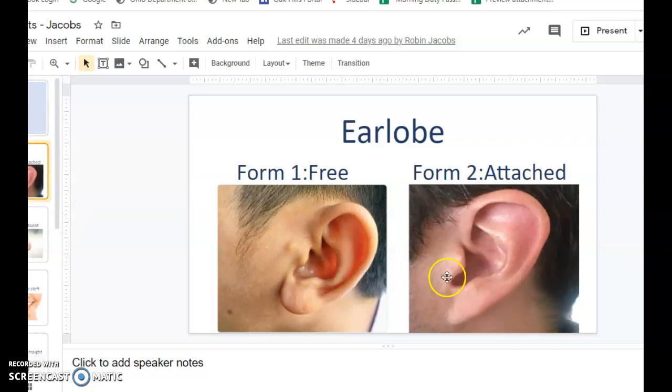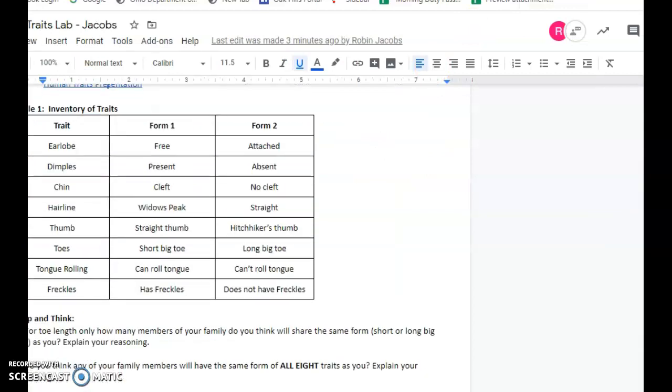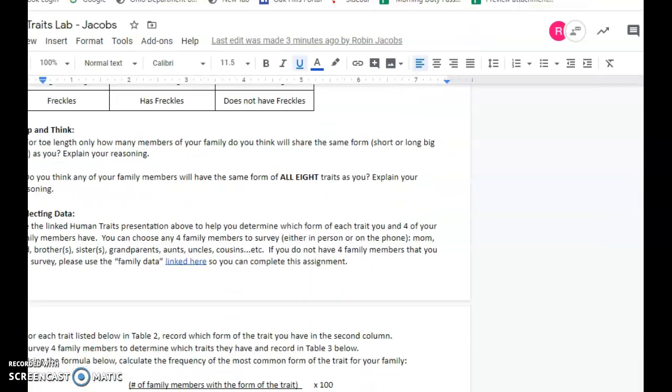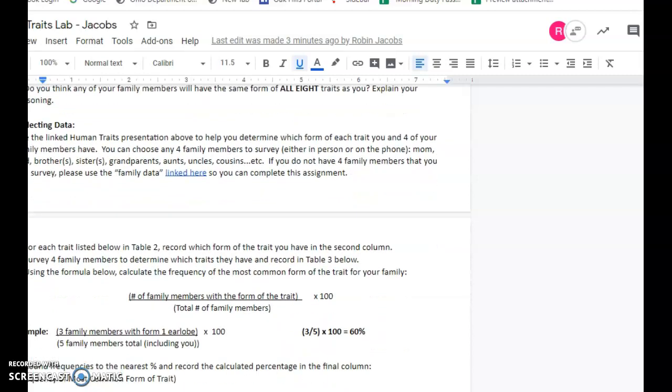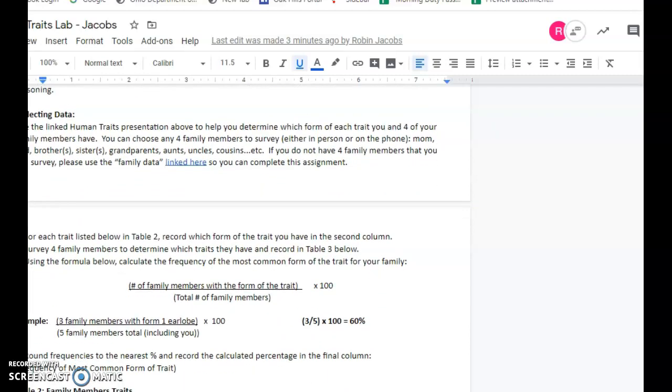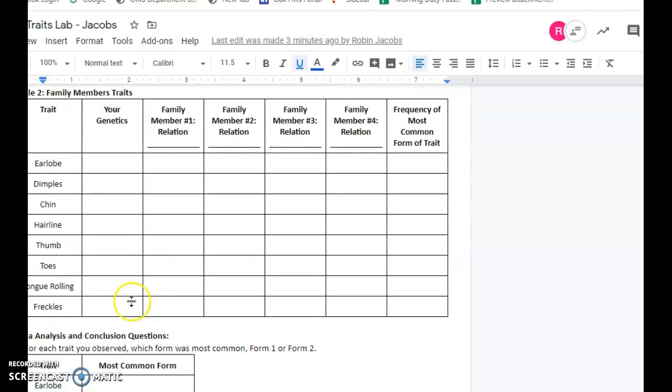So earlobe is the side of your head where the free earlobe is free. You can go through all the different traits and see what they are in case you don't know. Anyway, a few questions to answer here, and then you're going to collect some data. So you ought to be able to do your genetics just fine.